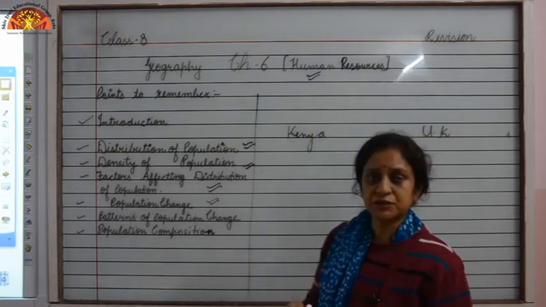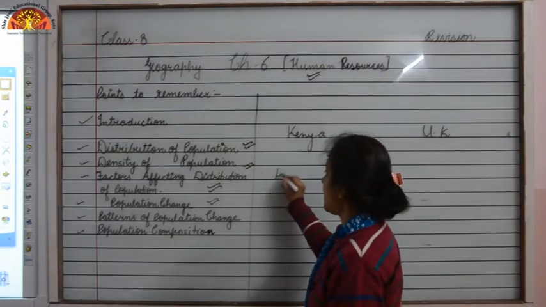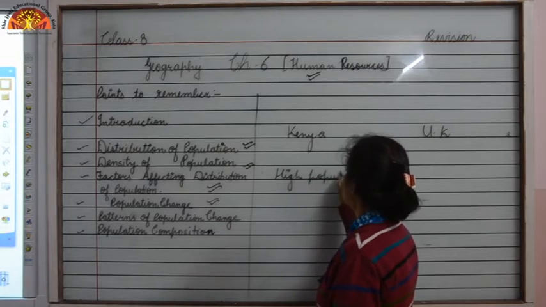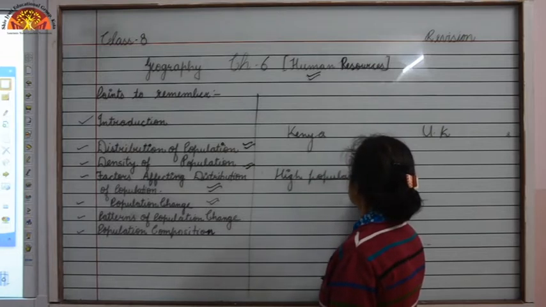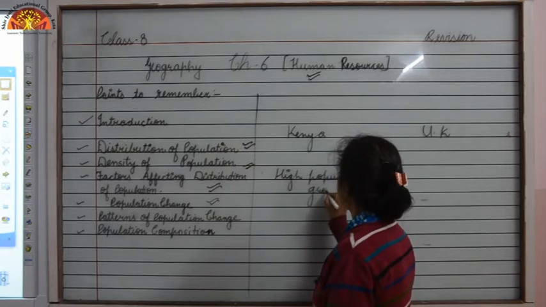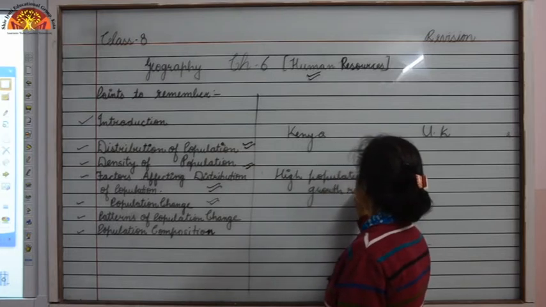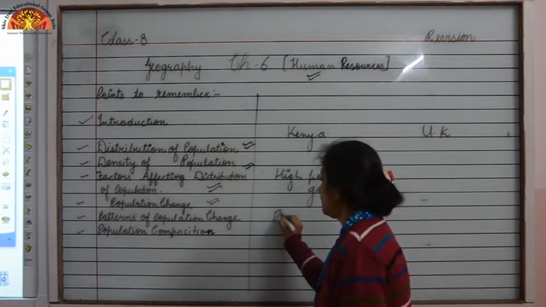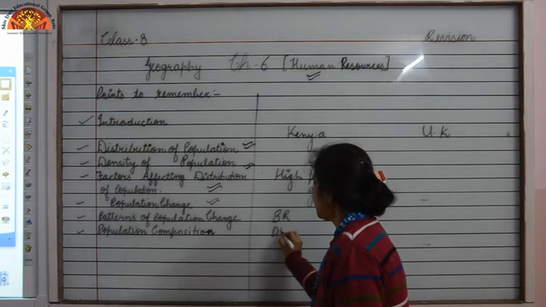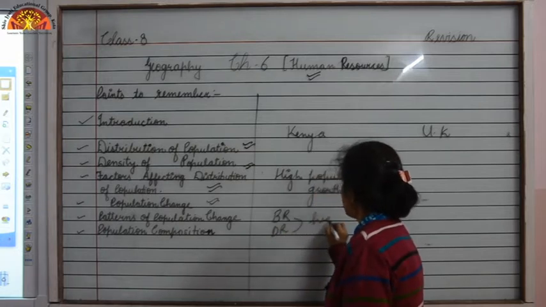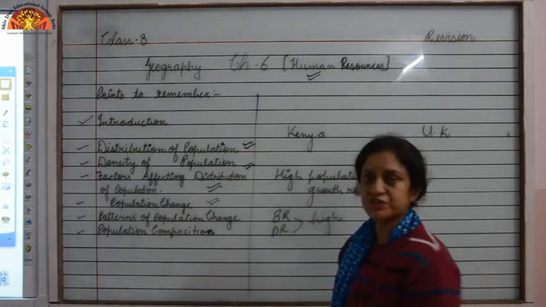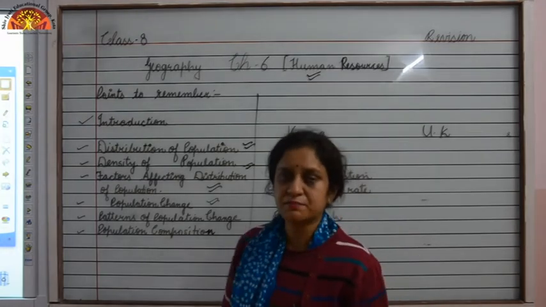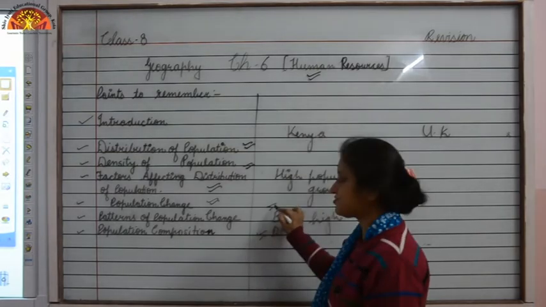Right? In Kenya there is a high population growth rate. Why so? Because they had both the birth rate and death rate high. Although the death rate is being controlled by some health facilities, the birth rate is still high.